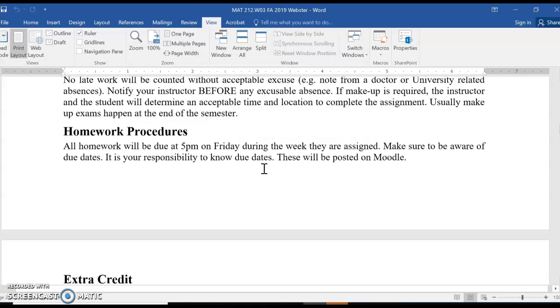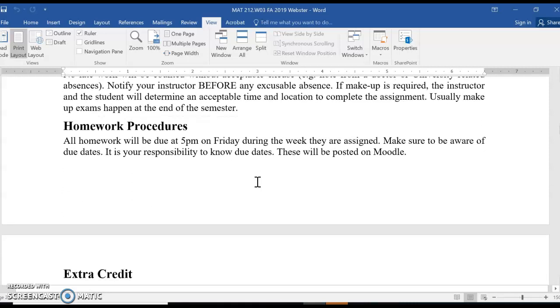The other thing, homeworks are always going to be due on Fridays as well. Friday at 5 p.m. during the week that they are due, basically. So make sure of those due dates. I will show you a couple of the due dates in just a little bit, but it's your responsibility to know those due dates, okay? They're always going to be posted on Moodle, so you don't always have to come back and check the syllabus for those things.